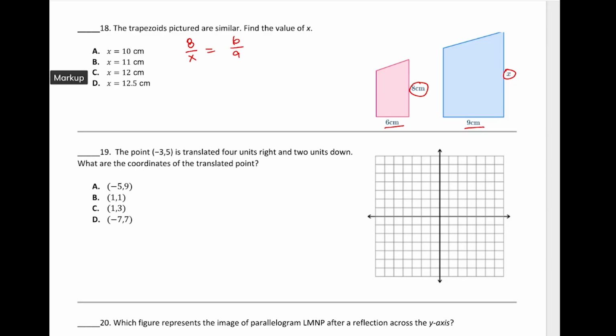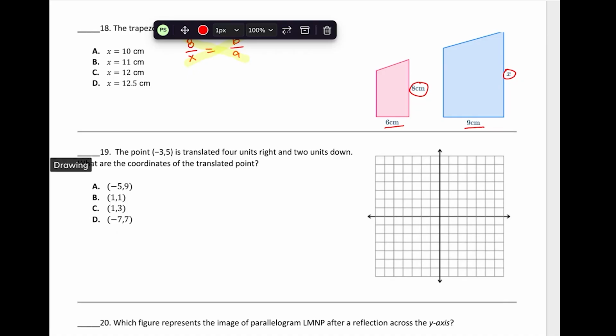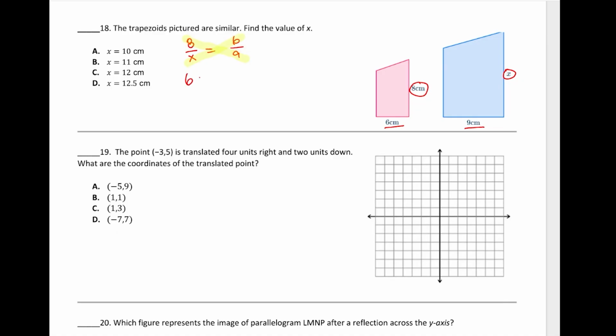And once again, use the cross products property. Multiply 6 times x, 9 by 8, and set those two products equal to each other. So 6x equals 9 times 8, which is 72. And then if I divide both sides by 6, and feel free to use a calculator here, 72 divided by 6 is 12.